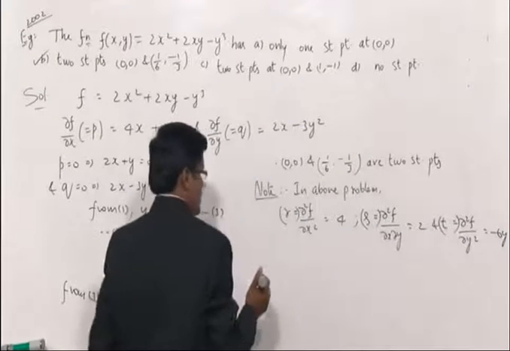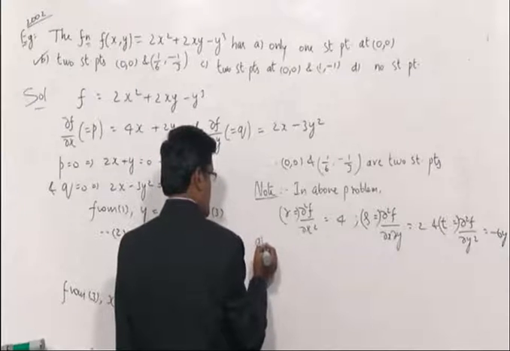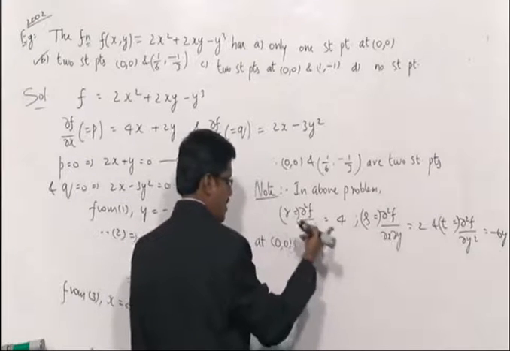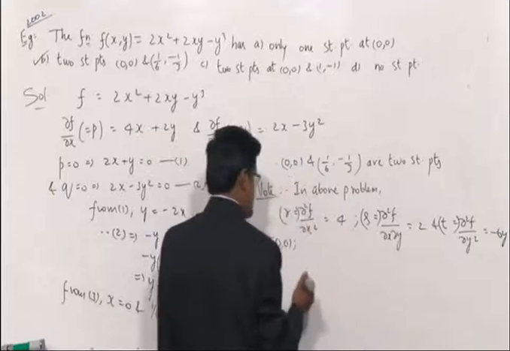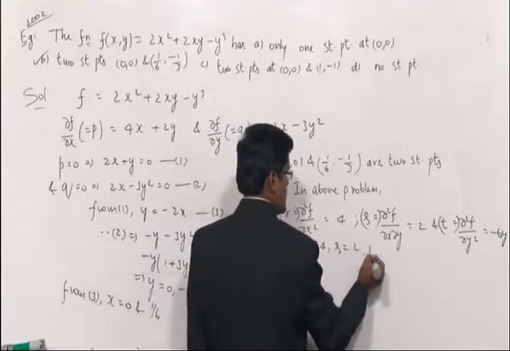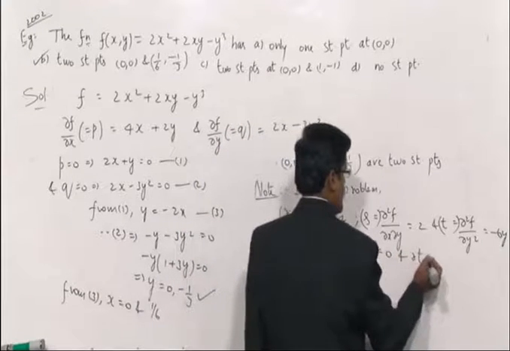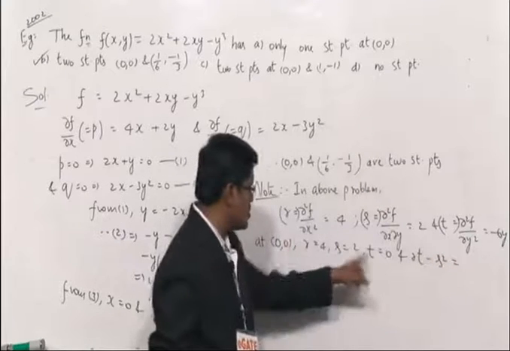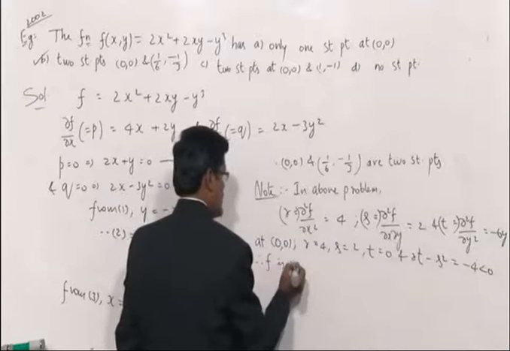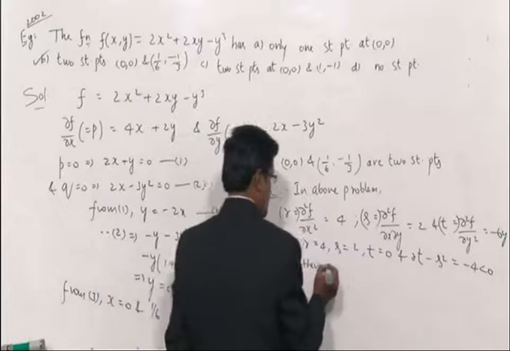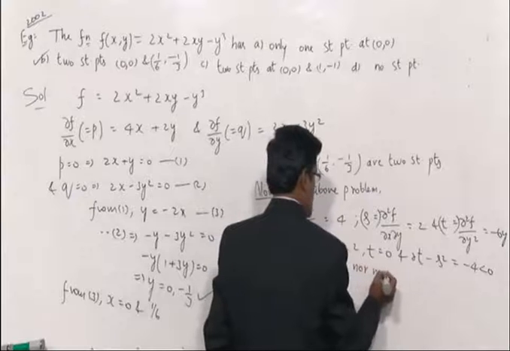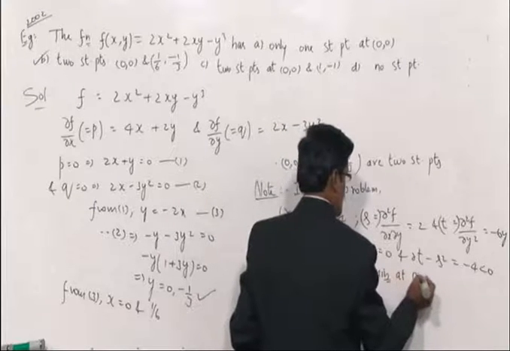Now what is the next step? Take the points one by one. What is the first point? 0, 0. Substitute this point in all the second order derivatives and go to your conditions in step 4. R is equal to how much? 4. S is equal to 2, already they are constants. T is equal to 0. And RT minus S square, what is RT minus S square? 0 minus 2 square, that is minus 4, which is less than 0. Therefore, F is neither maximum nor minimum at 0 comma 0. Look at your notes.